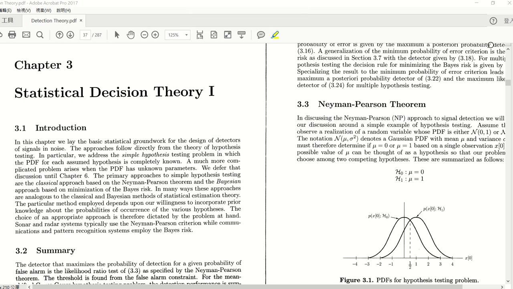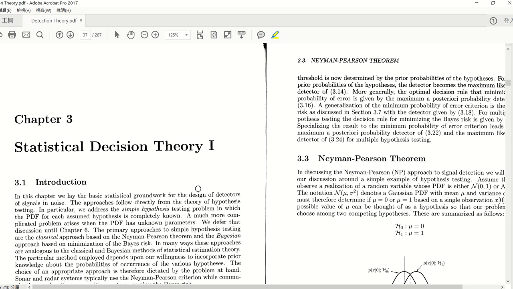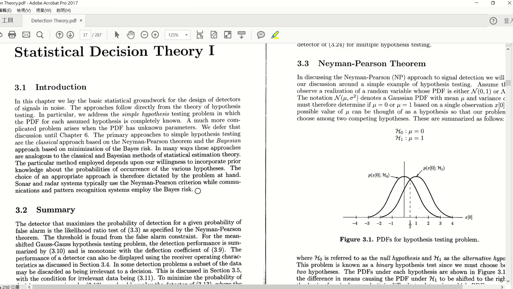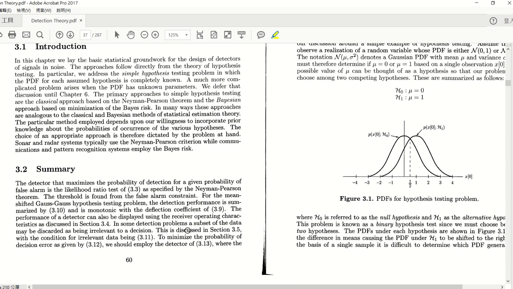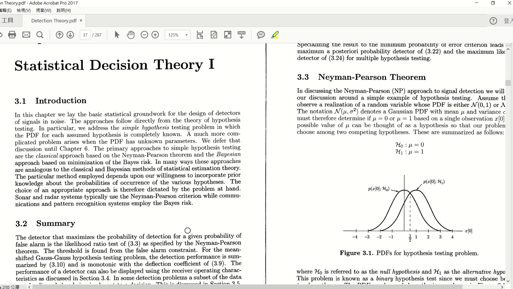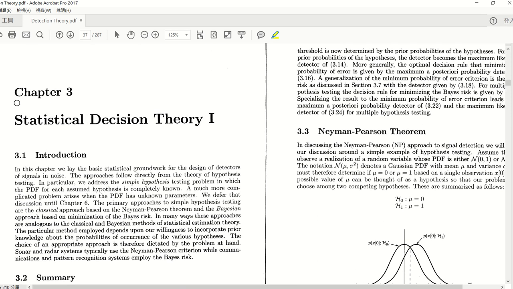Okay, and let's come back and continue on our detection theory. This is page 60 for your reference. If you are reading this along with your textbook, I think that would be easier, and you can take notes. Okay, so now we go to chapter 3.